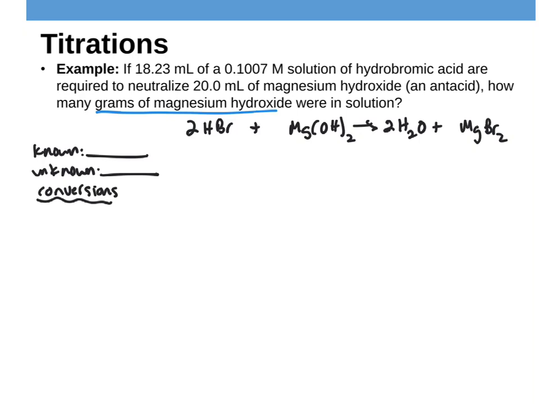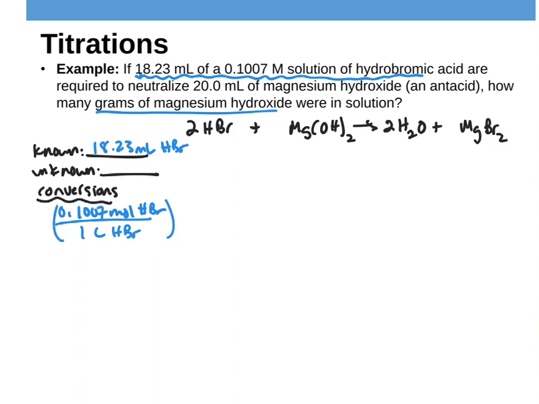The known amount, the thing that we know everything about, is the hydrobromic acid. So we're going to put 18.23 milliliters of HBr. That's the thing we have the molarity of. So I'll go ahead and put the molarity down here also, with 0.1007 moles of HBr per liter of HBr. What are we looking for? We're looking for grams of magnesium hydroxide.